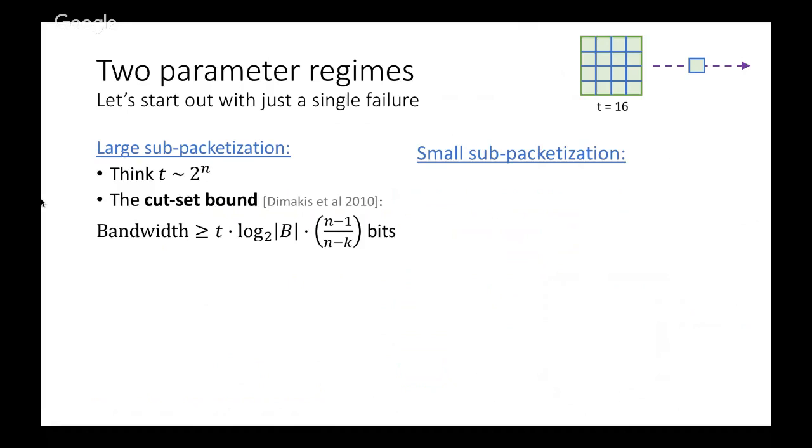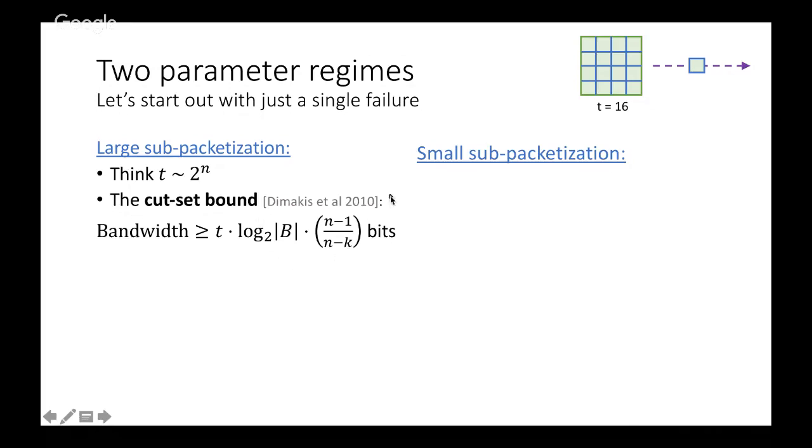The cut set bound, which was proved by Dimakis et al. in 2010, says that for any scheme, not just for Reed-Solomon codes, not just for scalar MDS codes, but for any regenerating code, the total bandwidth you need has to be at least t times log base 2 of b times (n-1) over (n-k) bits. I should say this is usually stated without this log base 2 of b, and it's measured in symbols of b. I'm just going to measure it in bits so that everything is in the same units, which is why I added this extra log factor.